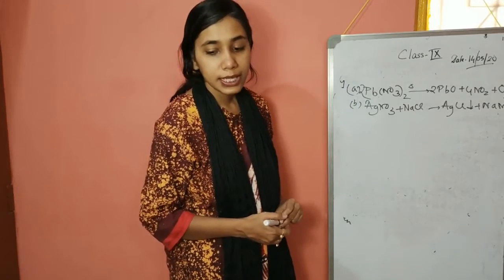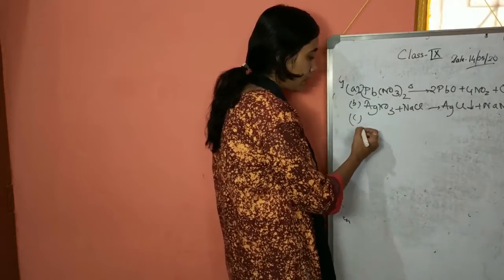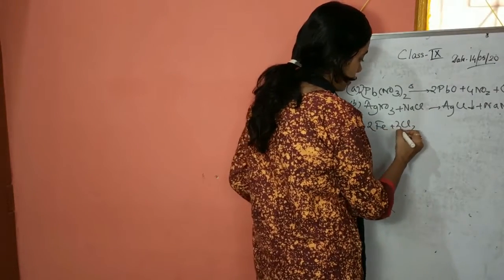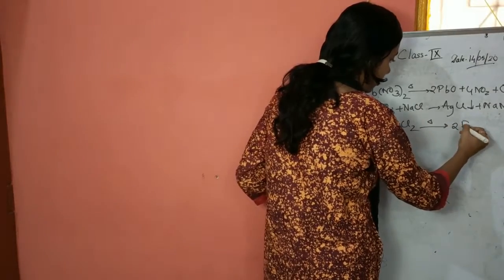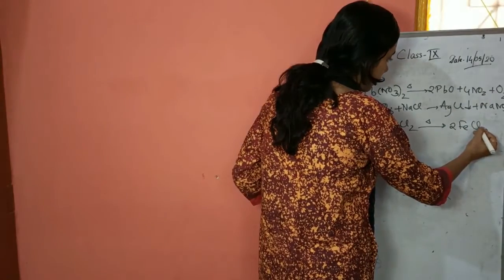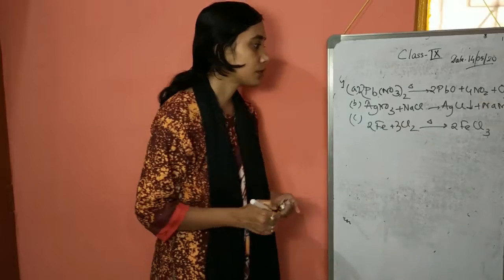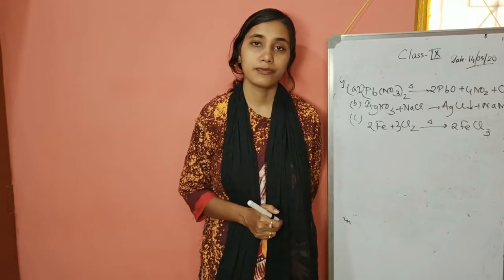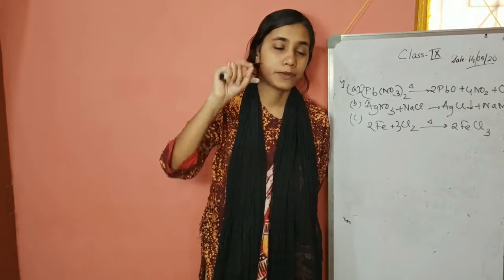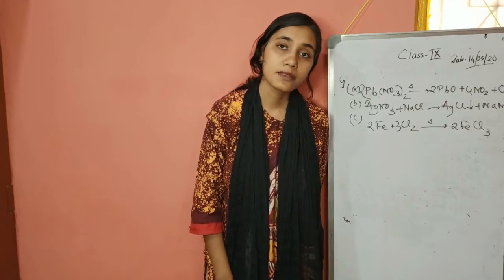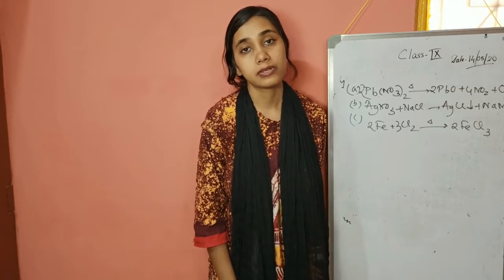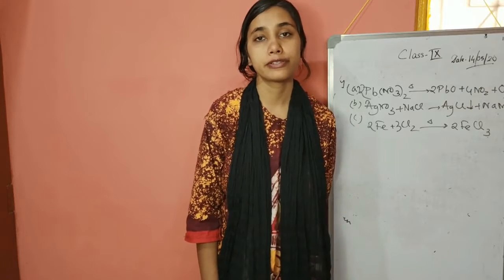Third is chlorine gas is passed over heated iron coil. The product is ferric chloride, not FeCl2, it's FeCl3. What is the observation? Reddish brown scales of ferric chloride are formed. Scales means small pieces. So when greenish yellow gas is passed over brown iron coil, we get reddish brown scales of ferric chloride.